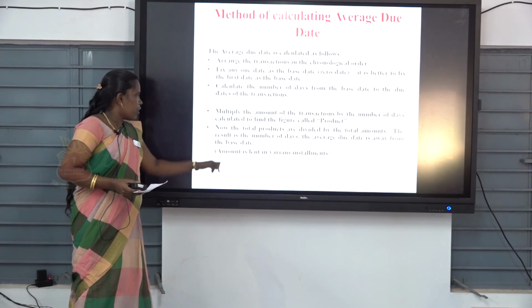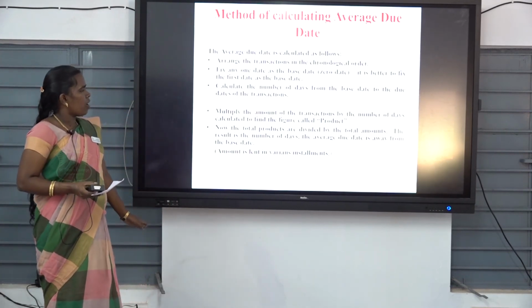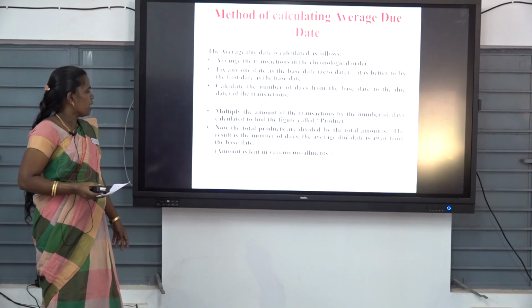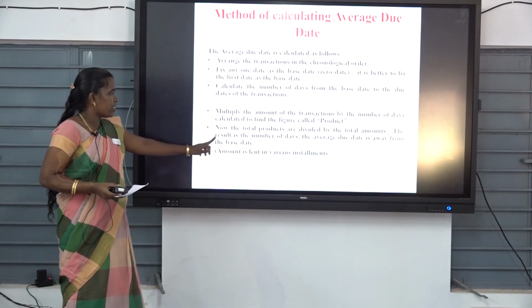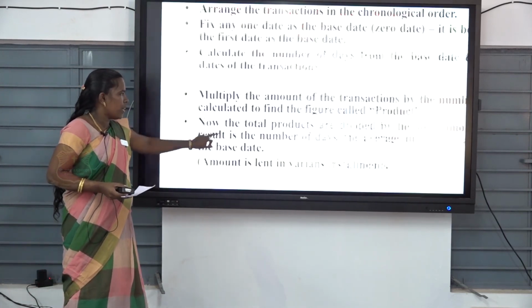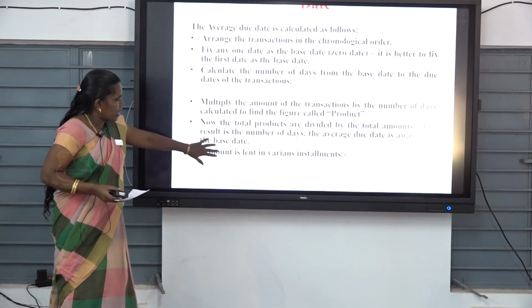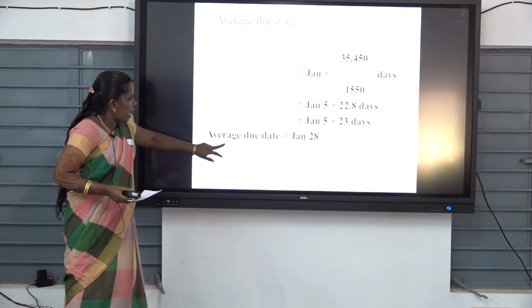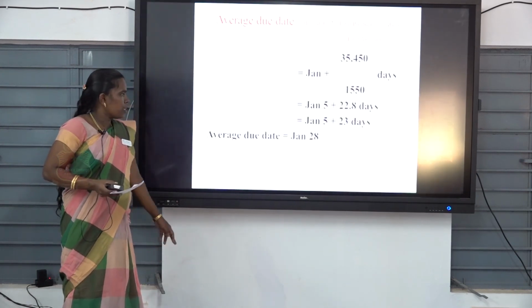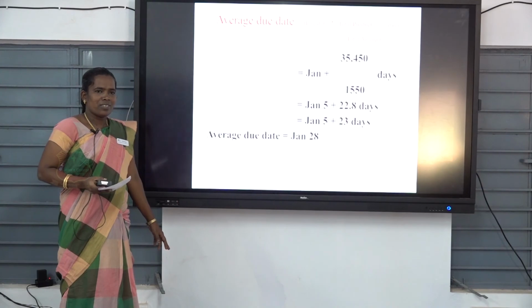The average due date: the total product is divided by the total amount, and the result is the number of days the average due date is away from the base date. The answer to the problem: the average due date is January 28. Thank you.